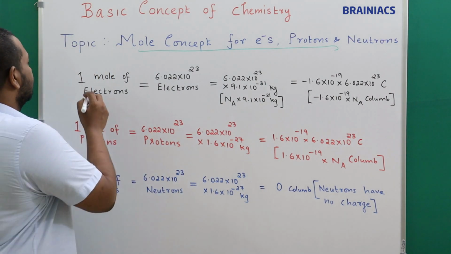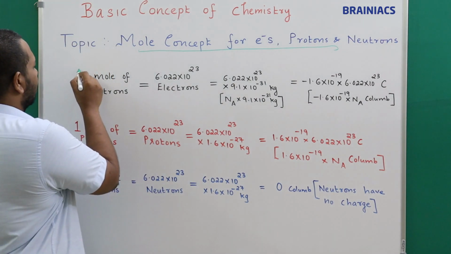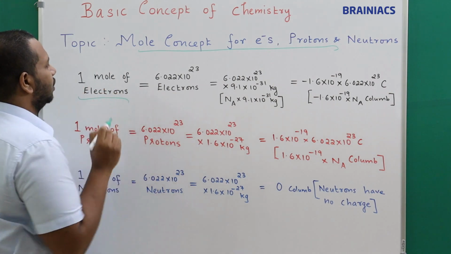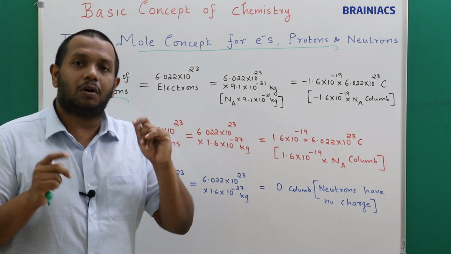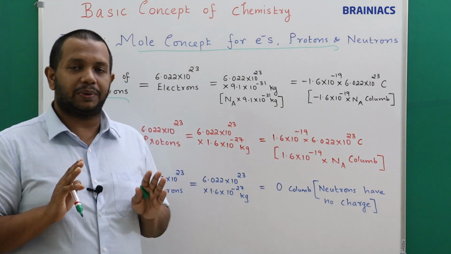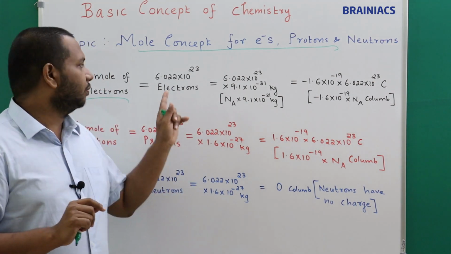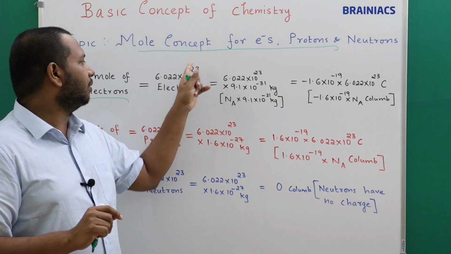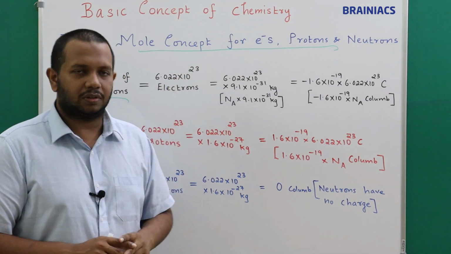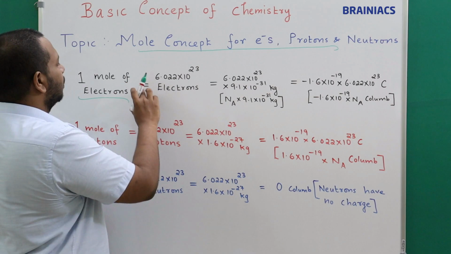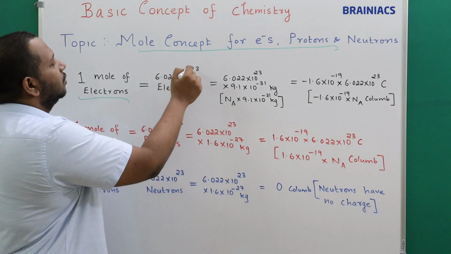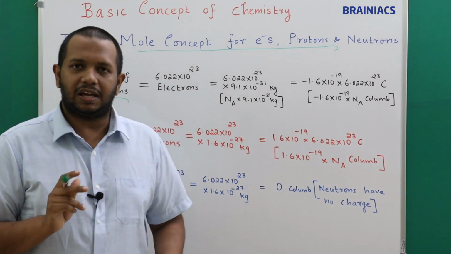Please see here. So first, 1 mole of electrons. Now tell me what 1 mole means. Again 6.022 × 10^23. What is the entity here? Electrons. So we say 6.022 × 10^23 electrons. Now we know that 1 mole of electrons is equal to how much? 6.022 × 10^23 electrons.